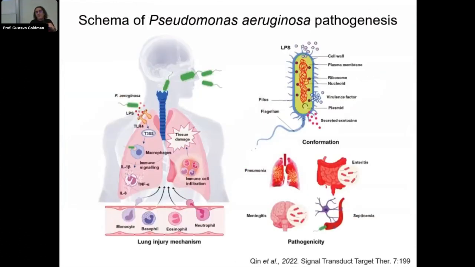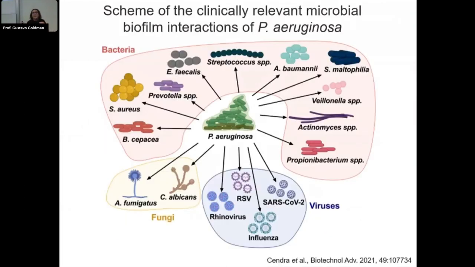You are probably very familiar with Pseudomonas. It's a very nasty pathogen that can cause a lot of problems in terms of diseases like pneumonia, enteritis, meningitis, septicemia. And Pseudomonas is able to establish several interactions, not only with bacteria, but also with viruses and fungi. The interactions between Pseudomonas and bacteria are very well studied, and there is a lot of information about Candida albicans and Pseudomonas. But for fumigatus, although there is some information, we believe, and that's the main reason why we started working in this area, that there is no solid genetic information about that. I mean, I'm talking about the genes that are important to establish the interaction.